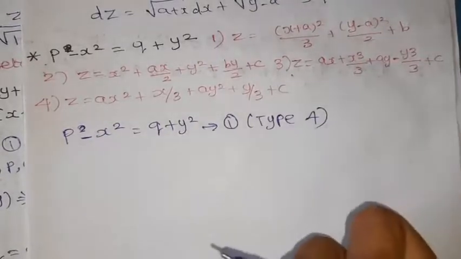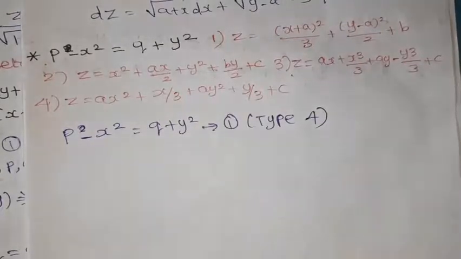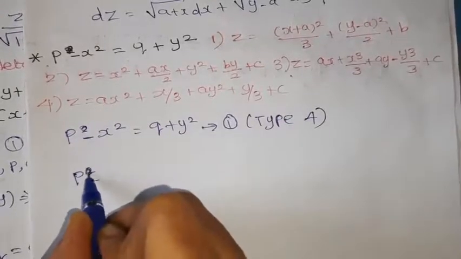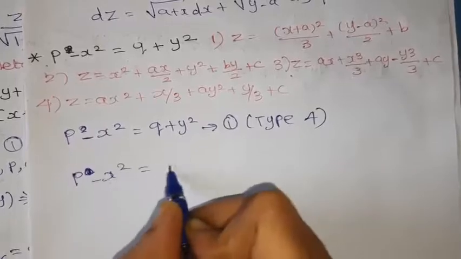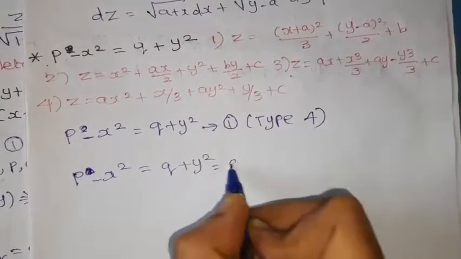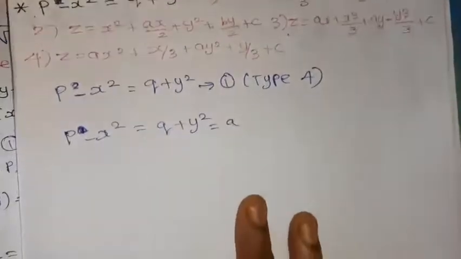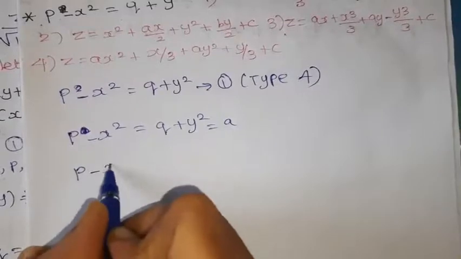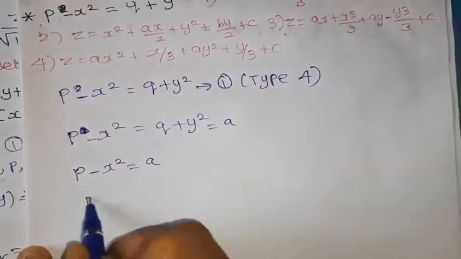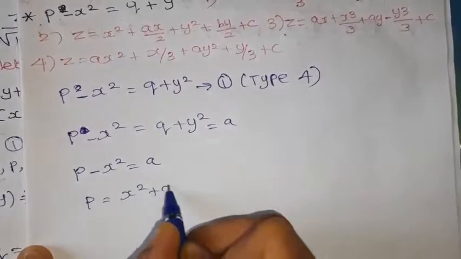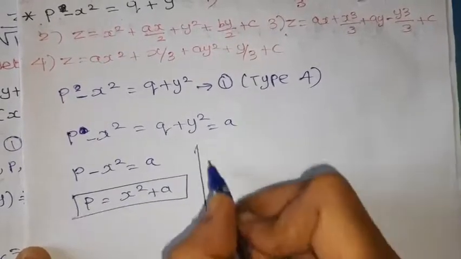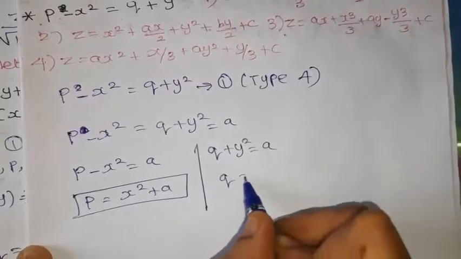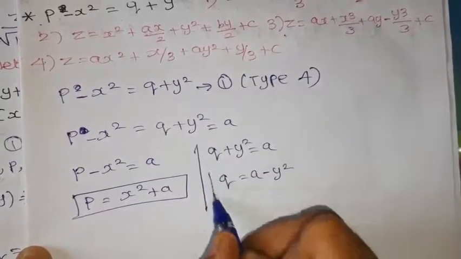So what is the next step? We need to equate to some constant. So (p - x) squared equal to (q + y) squared equal to some constant a. Then the next step is to find the value of p and q. (p - x) squared equal to a, then p is x squared plus a. Similarly, (q + y) squared equal to a, then q is a minus y squared.